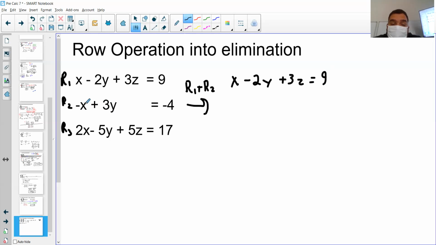My second row, I'm going to change it. So now I'm going to add these. x minus x, that's 0, so that doesn't exist. Negative 2y plus 3 is just a positive y. 3z plus 0 is 3z. And 9 plus negative 4 is 5. So I took row 1, which is here, and added it to row 2, which is here.